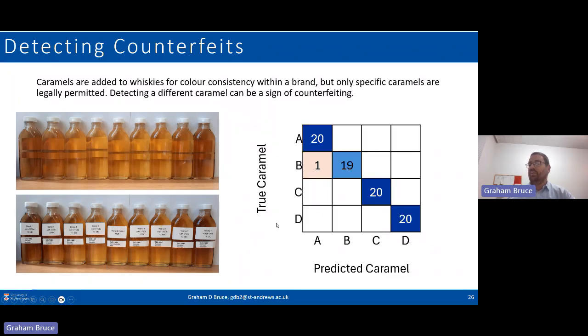And again, our method's able to detect what is the caramel. These bottles each have a different type of caramel in them to do this color matching. We're able to pick out what is the caramel that's in there. And that's very important because within the whiskey industry, there's only one caramel that's actually allowed to be added to product for color consistency reasons. And so we're able to detect that one or any of the others. So these cheaper caramels that counterfeiters might be using are easy to pick up.